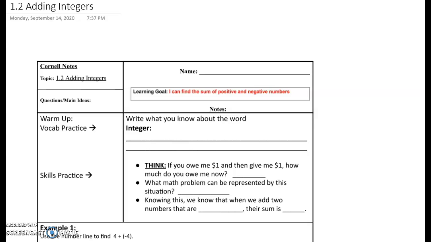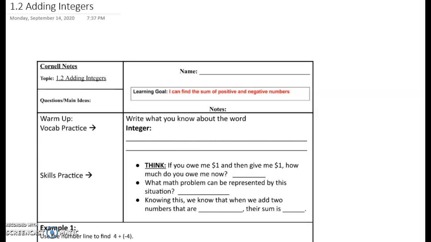Right, so now we are starting 1.2, adding integers. Our learning goal: I can find the sum of positive and negative numbers. So for your warm-up, I wanted you to do this on your own. If you haven't, pause the video and do that quickly, and then come back and join me in the video.